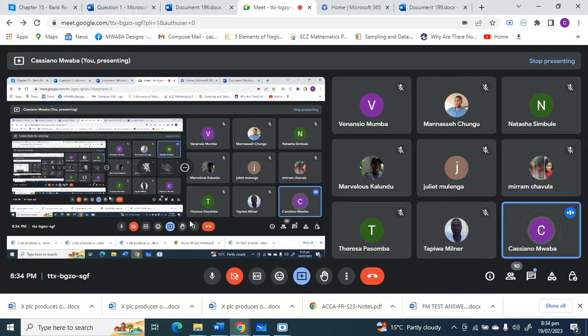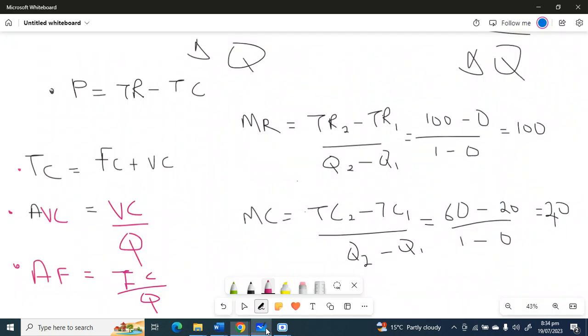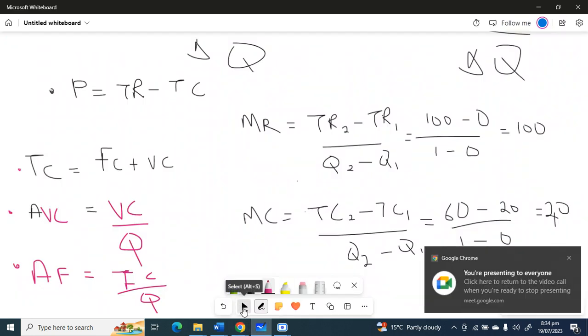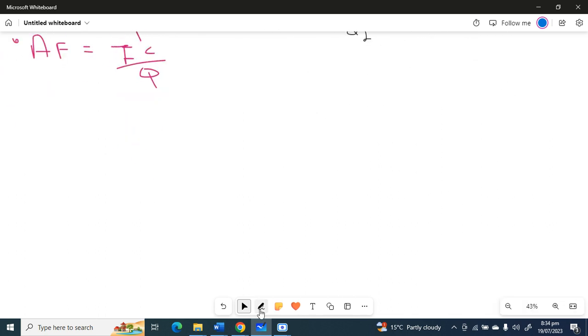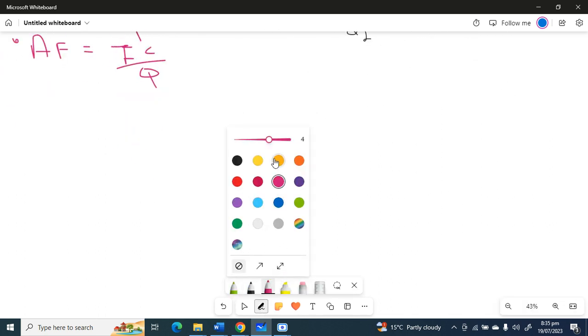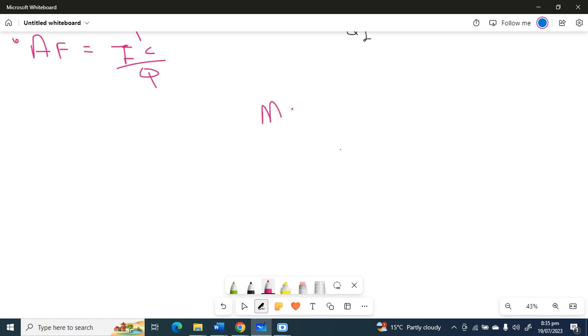I'm just explaining the concept of margin. The graphs will come to them, do not worry. Let's just do the calculations first, then we'll focus also on the graphs. But right now, what I'm explaining is this point, the point where MC equals MR.